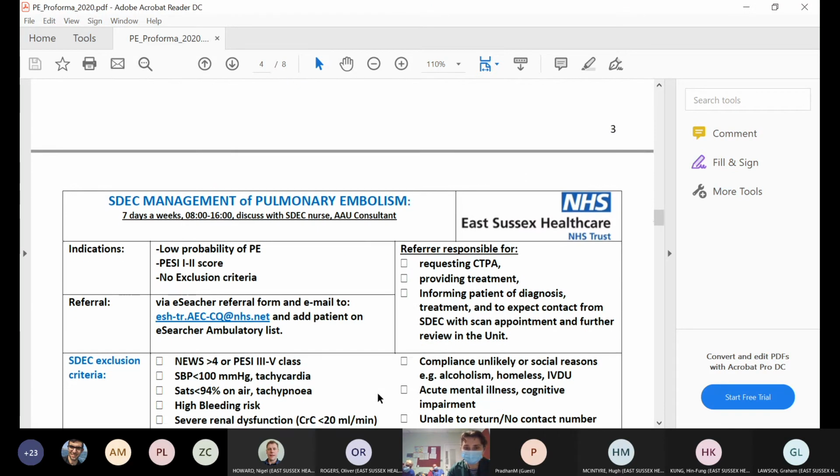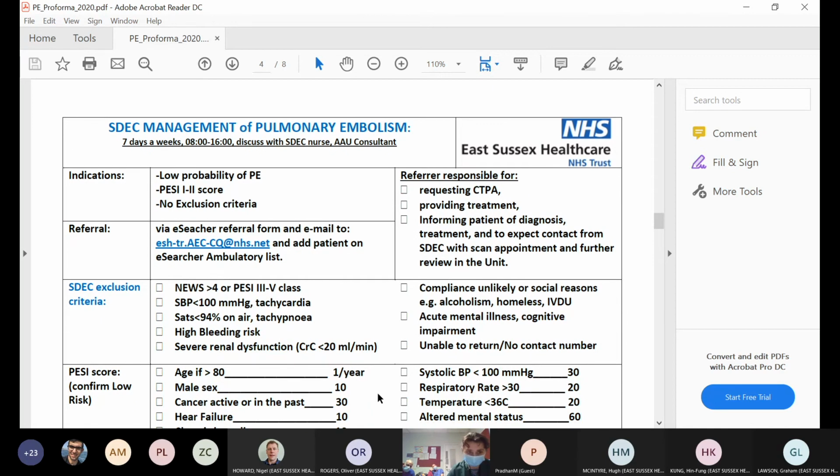So let's go back. Hopefully I will be faster for you now. This is my favorite bit, ambulatory same-day emergency admission. We have a few names, but hopefully with all this COVID situation, we'll find one name everywhere. I have mentioned the criteria. For the referral, for those who don't know, on eSearcher we have a fill-in form for ambulatory referral, and then you have to email it to us. Our email has a different name, it's called AEC, so it's sometimes a trouble to find it. We have a few names, so apologies for that, but we'll change it in the future.